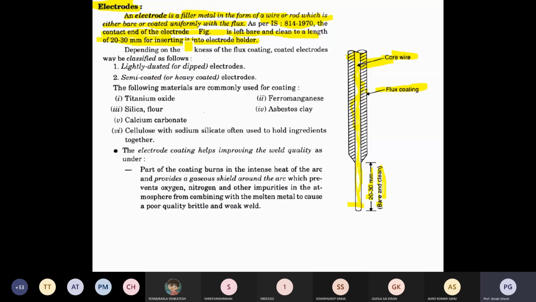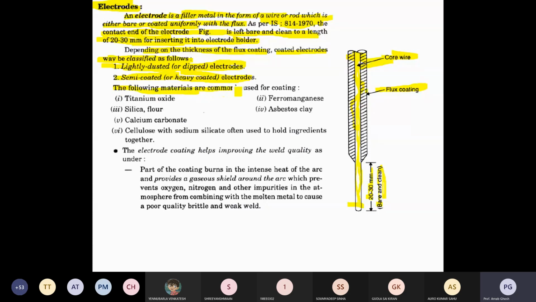Depending on the thickness of the flux coating, the electrodes will be classified as follows. There are different classifications. Number one, lightly dusted or dipped electrode. Number two, the semi-coated or heavy coated electrodes. So two things: lightly dusted or dip electrode, and heavily coated electrode.